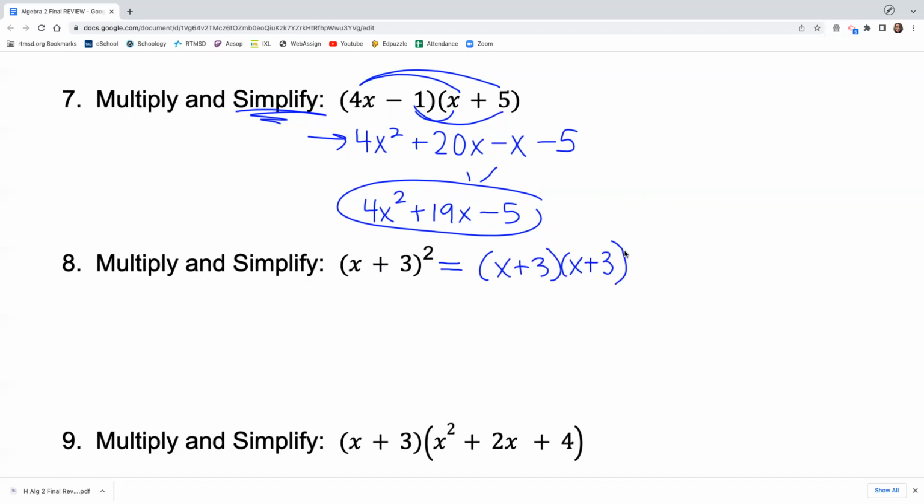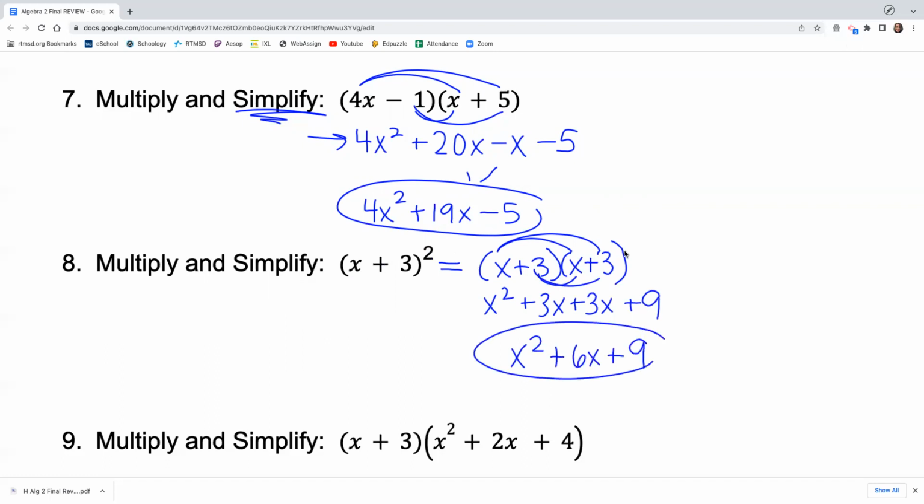Then you have to FOIL. X times x is x squared. X times 3 is 3x. 3 times x is another 3x. 3 times 3 is 9. Combine like terms. 3x plus 3x is 6x. So this would be your final answer.